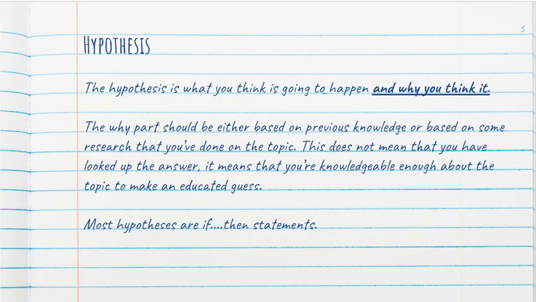But for example, for this experiment, we could say something like, if plants are grown in red, white, and blue light, then the plants in blue light will grow the best because blue is the color of the sky and plants grow when they are exposed to the sky. I don't know, right? I clearly just made that up off the top of my head. That's not a very good educated guess, is it? But something like that. Often if, then, because, something like that.